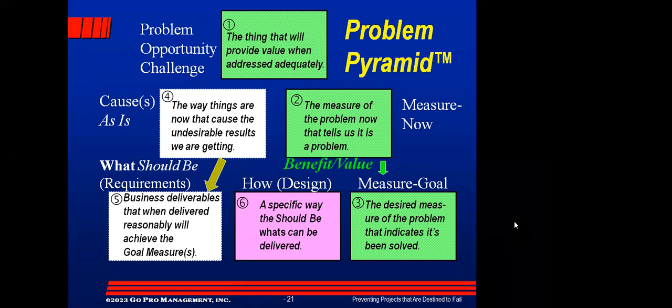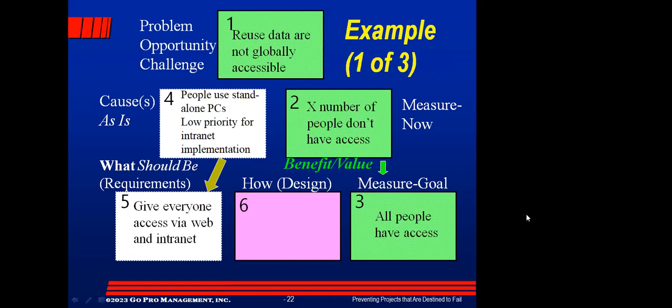Now, I think you will find that many of your projects get in trouble because they start at box six and don't know boxes one through five. So let me give you an example. This was an example provided by a student in one of my requirements classes. She was in charge of what's called the reuse repository for a global financial services organization. Her problem pyramid was that reuse data were not globally accessible, there were a certain number of people that don't have access. Her goal measure was that all people have access.